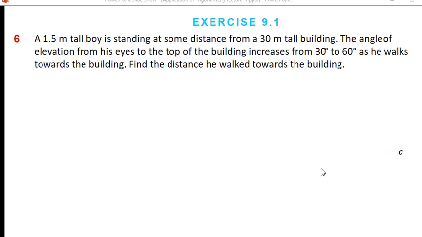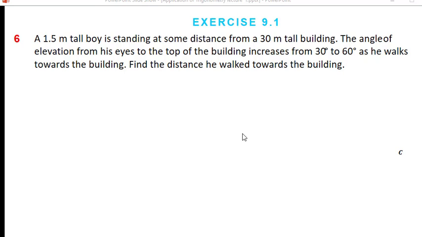Nice. So far the problems are very simple, right? Okay, one triangle is involved and one side we have to find out. Now let us see this sixth question. A 1.5 meter tall boy is standing at some distance from a 30 meter tall building. So the height of the boy is 1.5 meter, the height of the building is 30 meter.